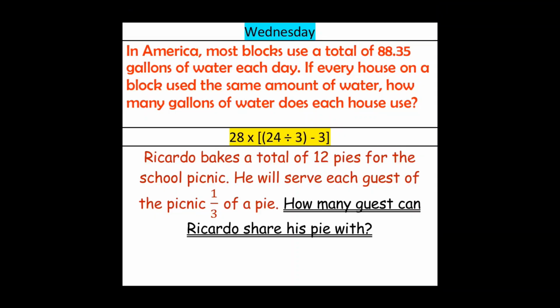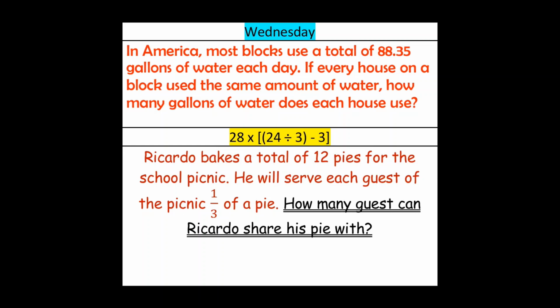Here is your UPSI, your order of operations, and your fraction of the day. Your UPSI says, in America, most blocks use a total of 88.35 gallons of water each day. Now, I missed something extremely important on here. I forgot to write that there is an average of 6 houses on a block. So they already give you the total, and you should know that there's 6 houses on each block. If every house on a block used the same amount of water, how many gallons of water does each house use? So they gave you the total, and I just told you there's 6 houses on the block, okay?